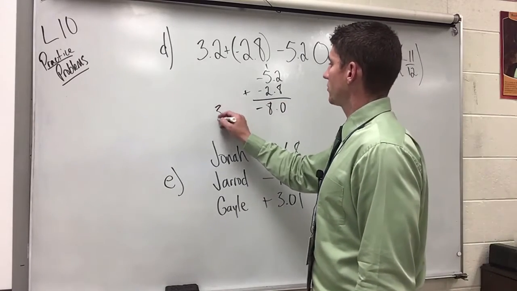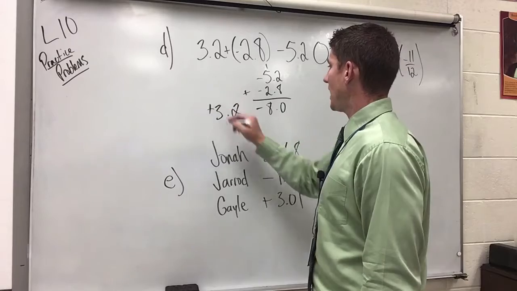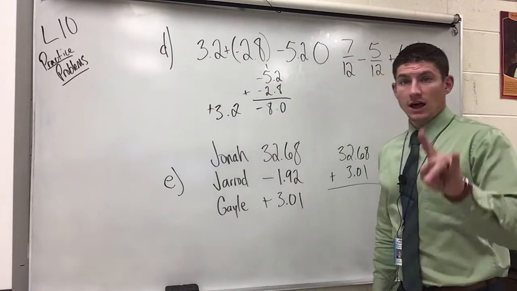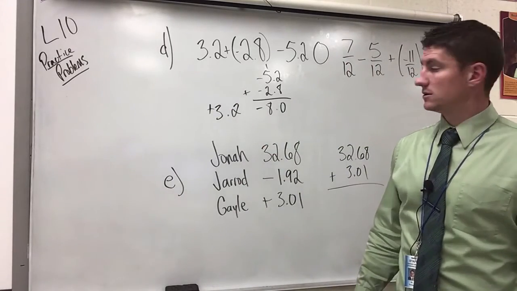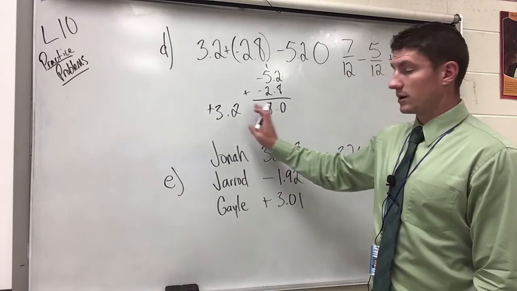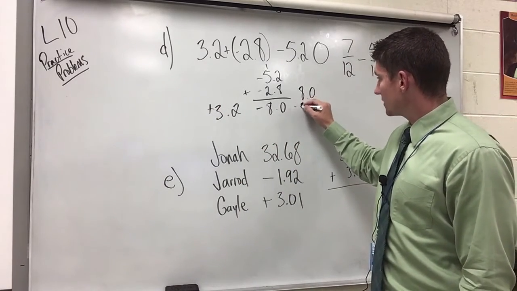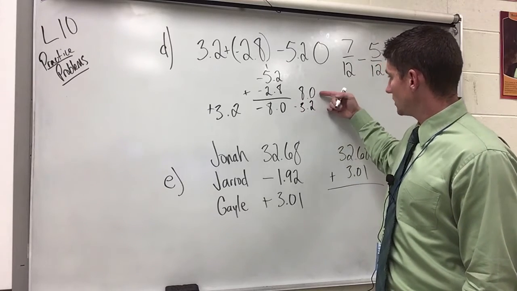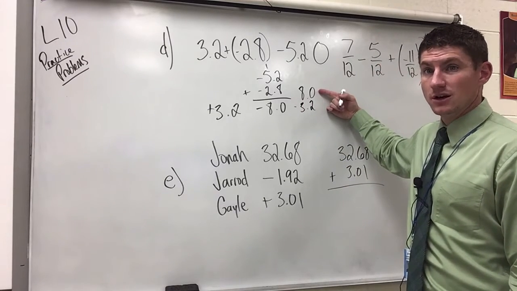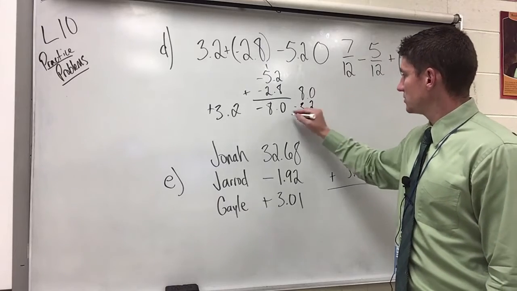Now I have 3.2 that's positive, and this is negative. I have a different sign subtract situation going on here. Now I'm going to take the absolute value and take 8 minus 3.2. Notice I wrote the decimal, even though 8 could be written as just 8. I wrote 8.0 so that I have those decimals that line up.